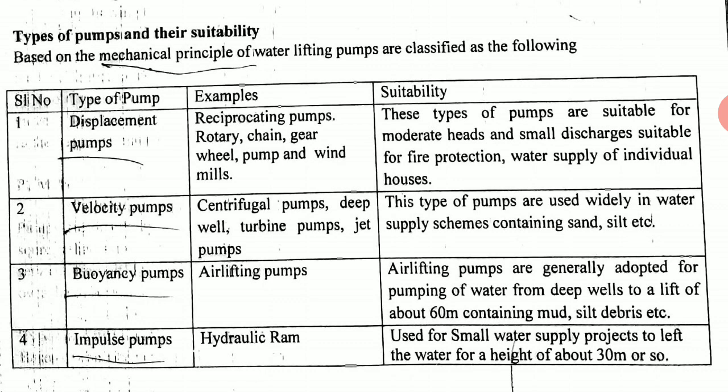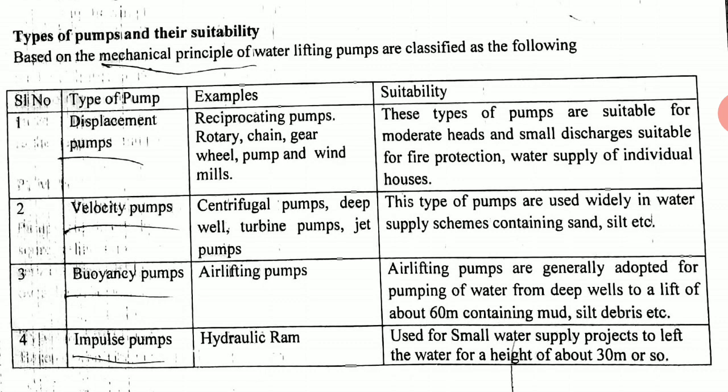And the third one is buoyancy pumps. The best example is airlifting pumps. Airlifting pumps are generally adapted for pumping water from deep wells to a lift of about 60 meters. Whenever we want to lift water to a height of 60 meters, we can use these airlifting pumps, and these pumps can also lift water that contains mud, silt, and debris.